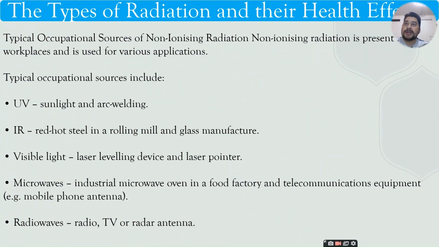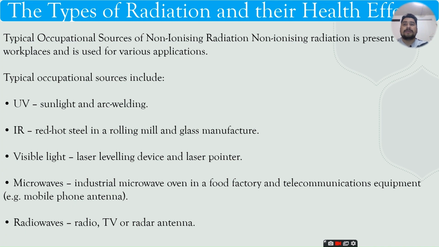Types of radiation and their health effects. Typical occupational sources of non-ionizing radiation. Non-ionizing radiation is present in our workplace and is used for various applications. So how can workers come into contact with non-ionizing radiation? Ultraviolet rays: people who have to be exposed to the environment will come into direct sunlight, and they can get ultraviolet rays.